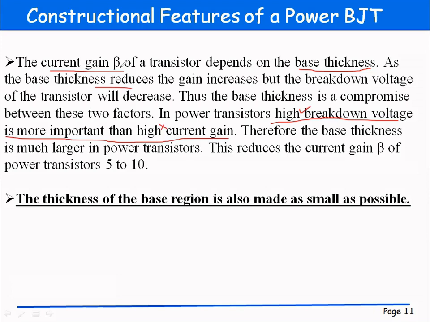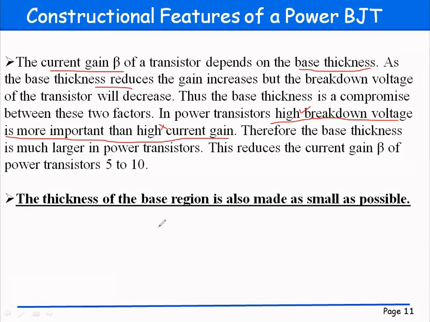So the gain of the transistor mostly depends on the thickness of the base. As the thickness of the base decreases, the gain increases, but the breakdown voltage decreases. So we require a high breakdown voltage, and we have to increase the thickness of the base. Because of the increase in the thickness of the base, the gain of the transistor decreases, but gain is not important because a power transistor is not mostly used in amplification applications.